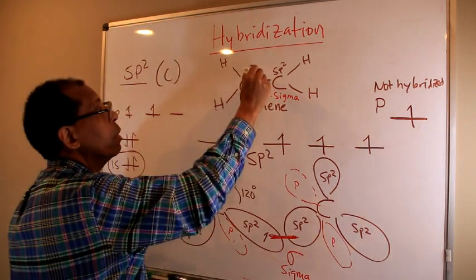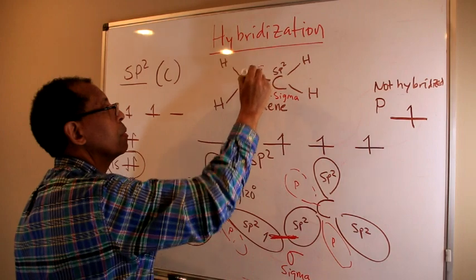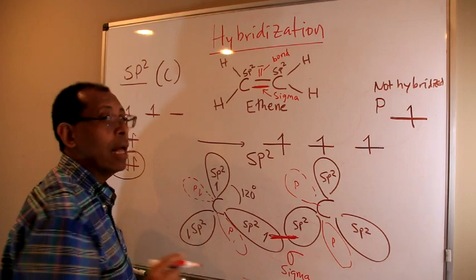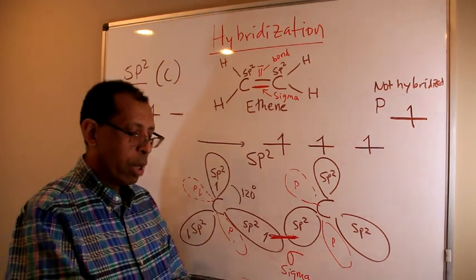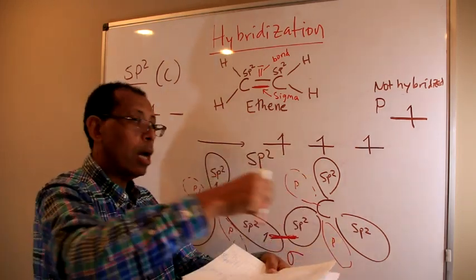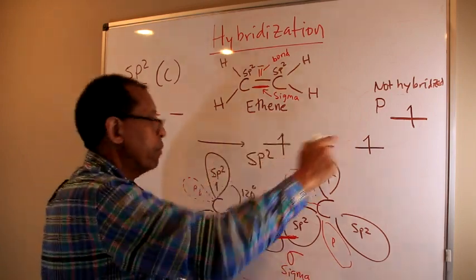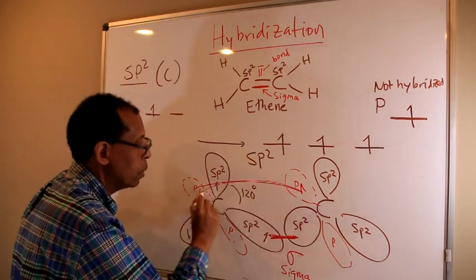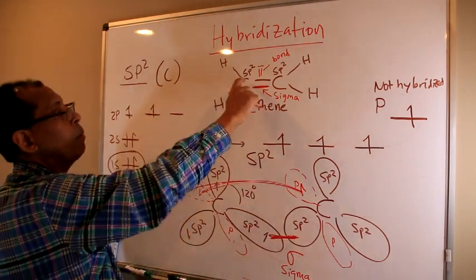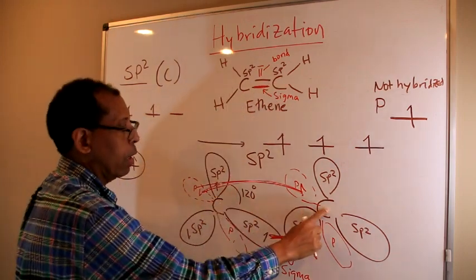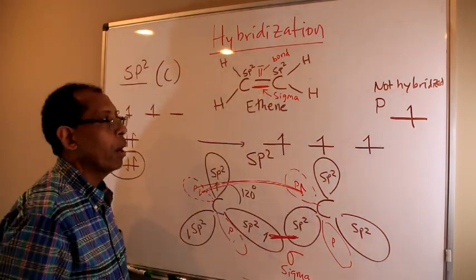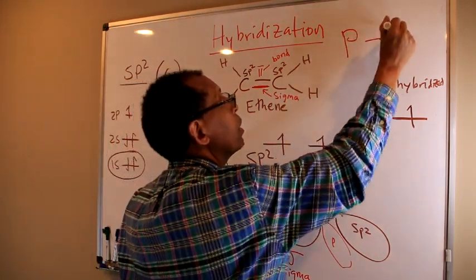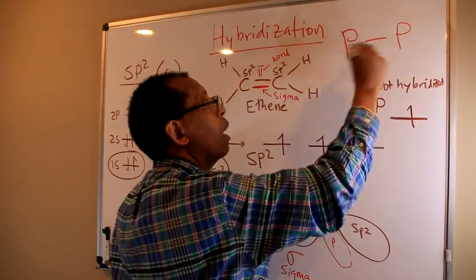And the other one, we call this a pi bond. This bond is a pi bond. That is made by the ones which are sticking like this, the p orbitals, which are not hybridized, but each one of them has one electron on them. They make a bond. So that is the pi bond from this carbon to that carbon. It's called a pi bond. A pi bond is made from an unhybridized p orbital interacting with another unhybridized p orbital.